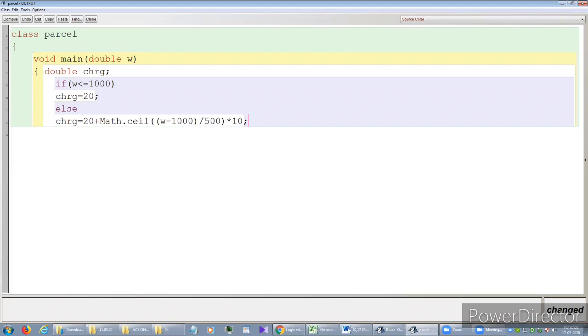Fraction thereof means, for 1 gram you have to pay 10 rupees. For 2 grams also you have to pay 10 rupees. For 0.0001 gram also you have to pay 10 rupees. And up to 500 gram also you have to pay 10 rupees. This is the concept of fraction thereof. After that, we only need to print the charge.